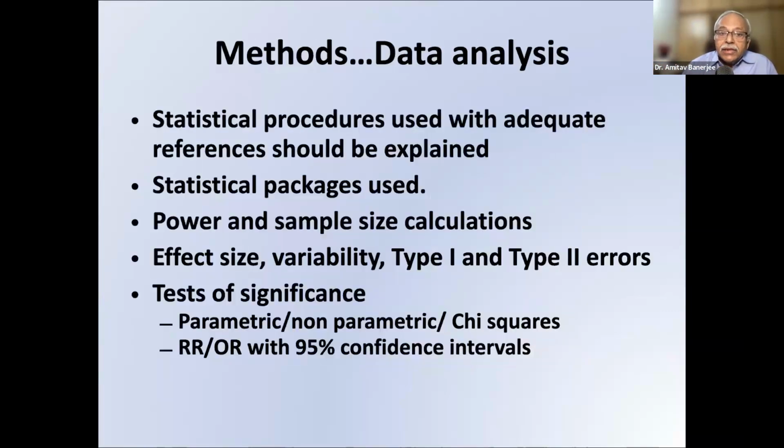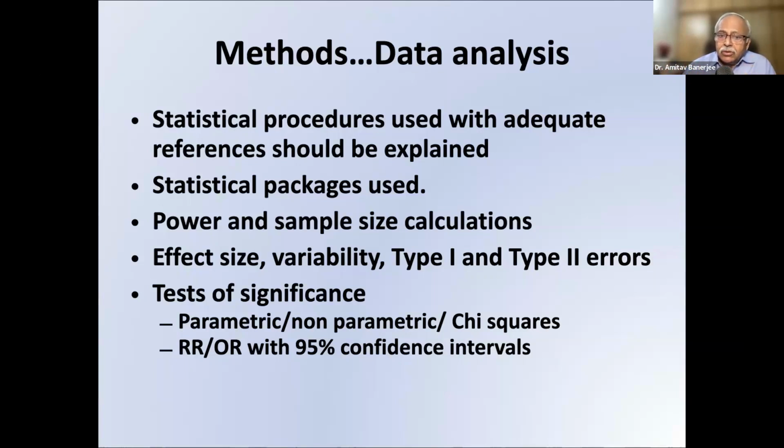Now we come to the data analysis. So what procedures were used, what packages were used. You have to give the manufacturer, the version, effect size I also said, and then type 1 and type 2 error. That is the error where it is required for sample size calculation. And what test of significance. As I said, don't worry about too much statistics. You have to see the other things. The basic things, what was measured, what was done.